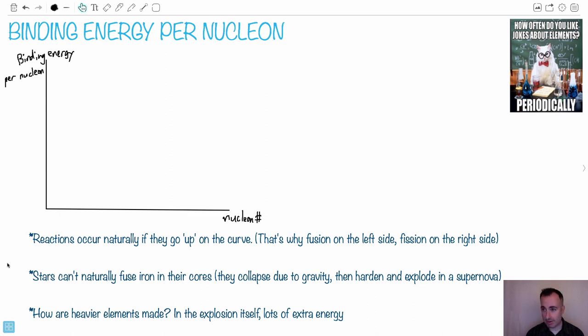Of course, we have another science cat here. How often do you like jokes about elements? Periodically.